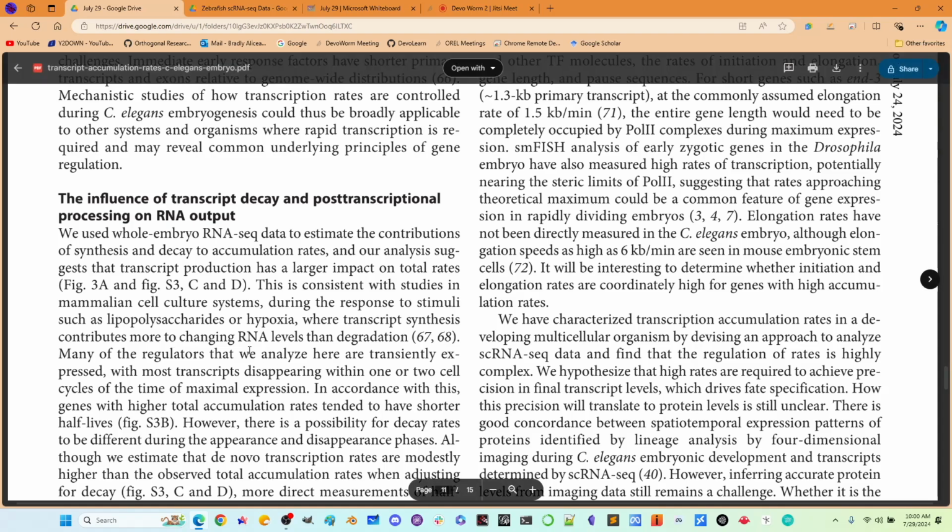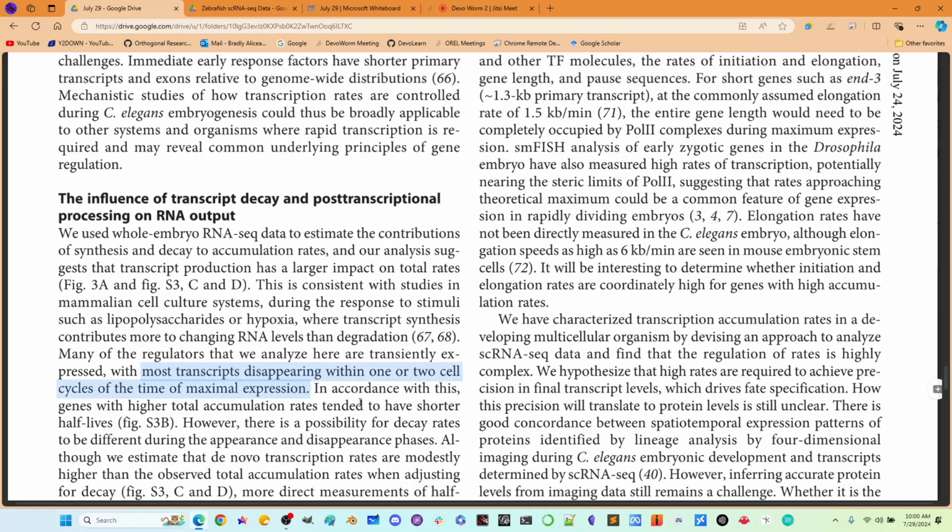Many of the regulators that we analyze here are transiently expressed, with most transcripts disappearing within 1 or 2 cell cycles of the time of maximal expression. So this is where we get into this issue of mRNA decay, and over time you get decay. And of course, a lot of the transcripts in this case are disappearing over just a couple of cell cycles from the time of their maximal expression. So this is an interesting thing.